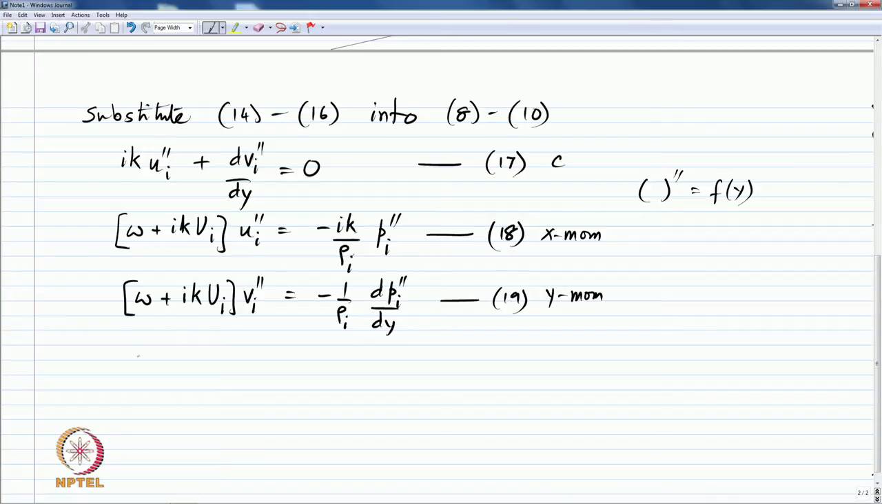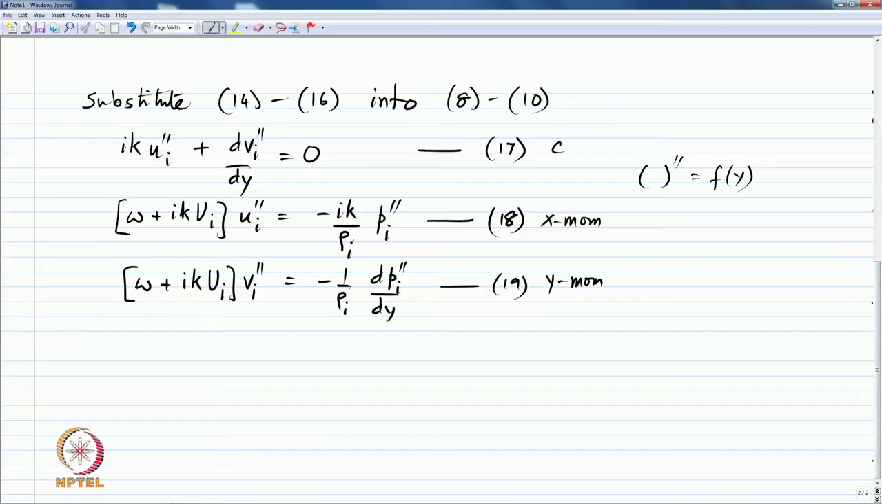So from these equations we want to get a single ordinary differential equation, if we can, for pi double prime by eliminating ui double prime and vi double prime. So, let us see what that process looks like.